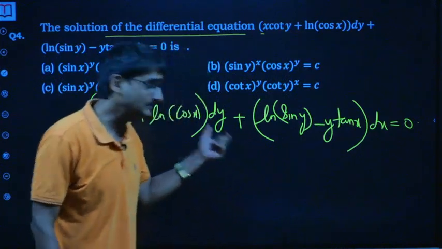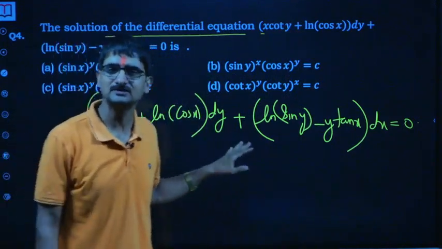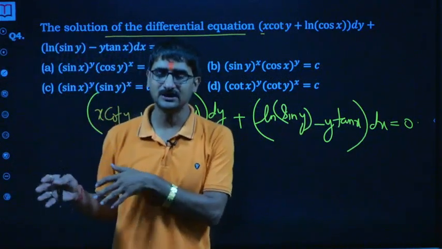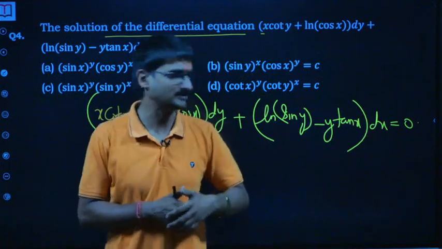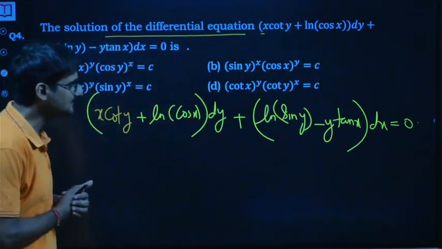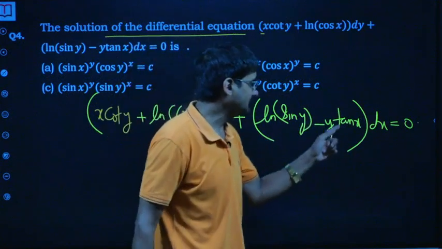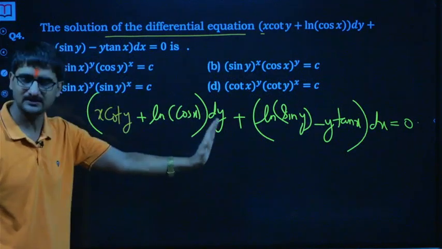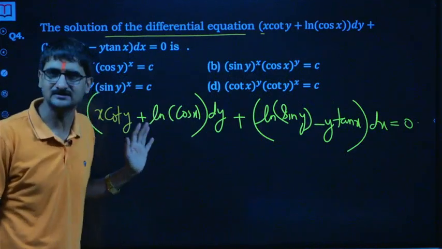Now, the second question is whether we can separate the variables here. Can we separate x along with dx on one side and a function of y along with dy on the other side? It seems highly unlikely here. Because y tan x dx is here, x cot y dy is here, ln cos x into dy. So it's highly unlikely that we can do it.